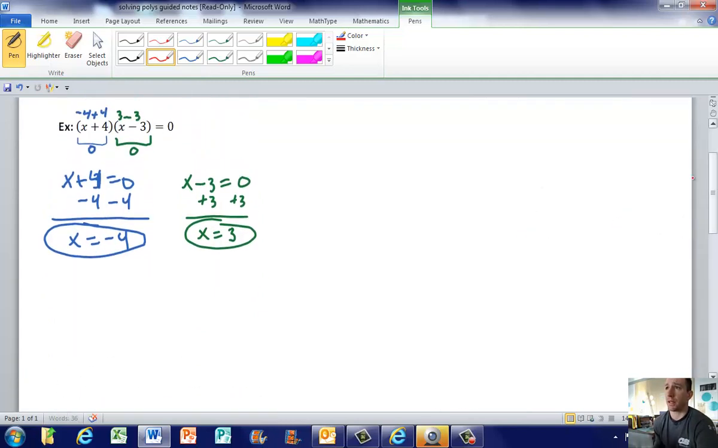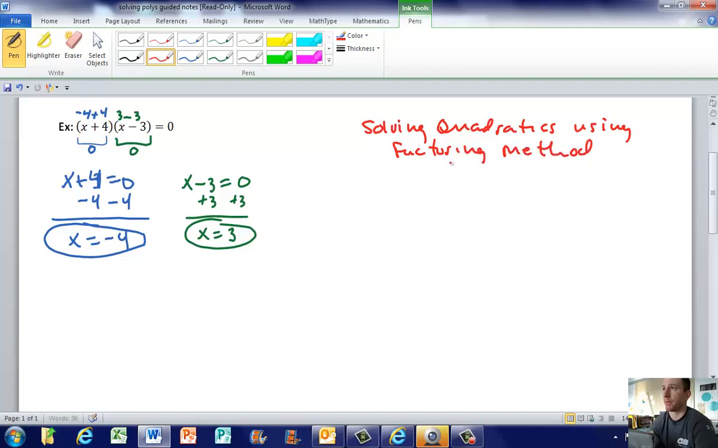Now, a couple of things here. Solving quadratics using the factoring method. Basically, when we say quadratic, we are looking at ax squared plus bx plus c equals 0. Now, it could equal something else, but as long as you have this x squared term, you're solving a quadratic equation. And as of right now, the only way we're going to learn is the factoring method.